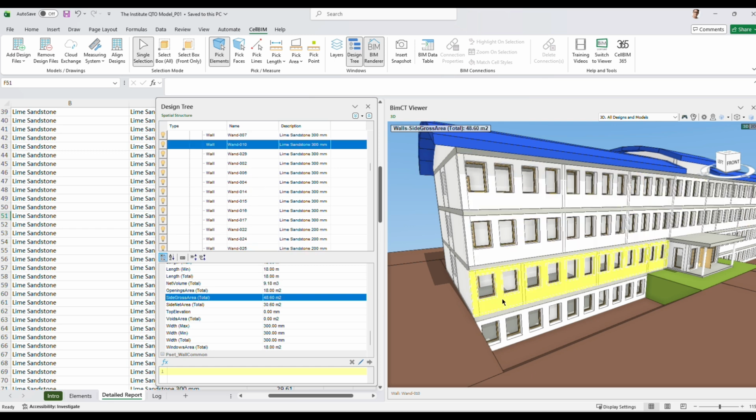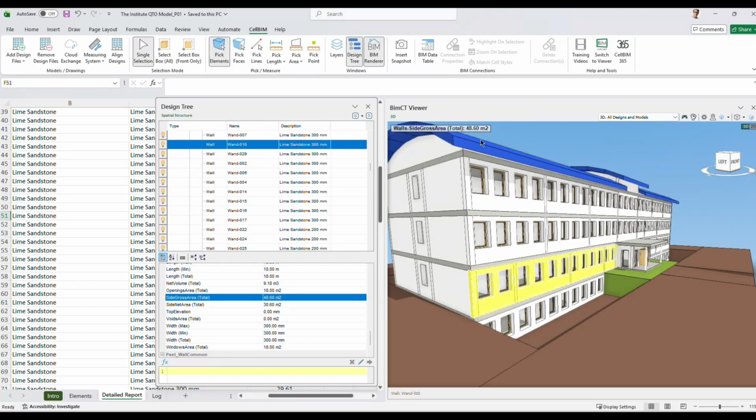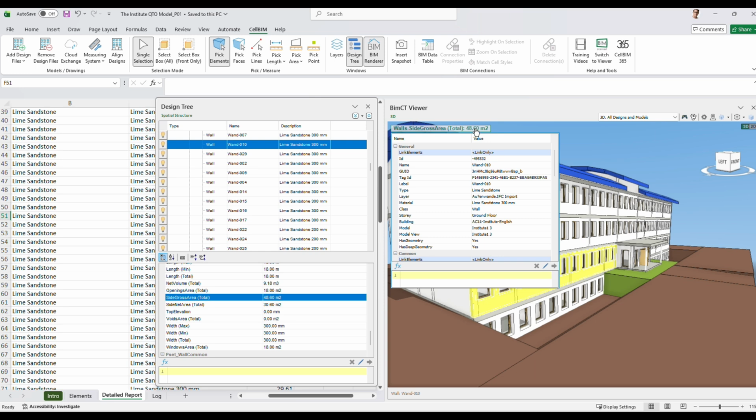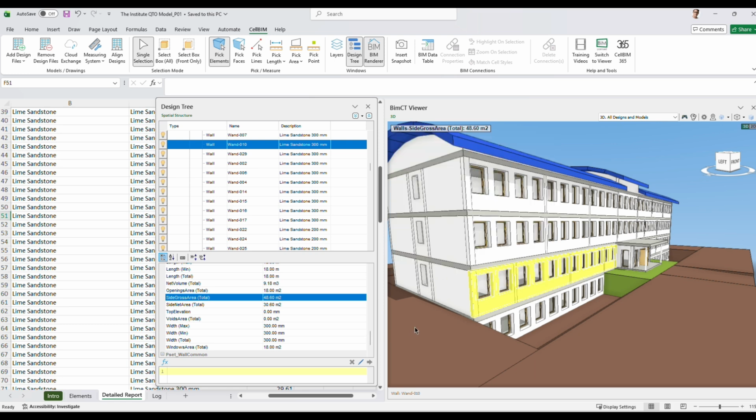In CellBIM, gross quantities usually come straight from the element's full geometry before any filtering or deductions are applied. Gross quantities are useful for early checks, scale validation, and understanding overall scope.